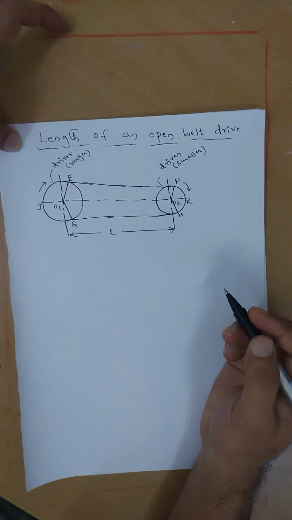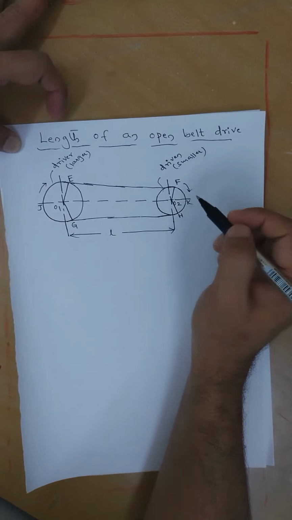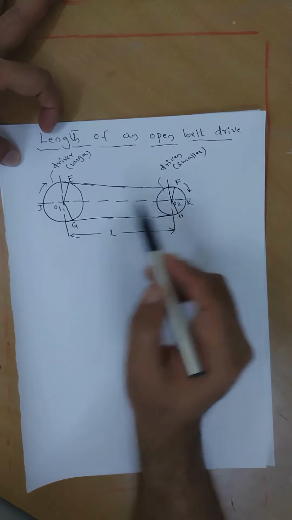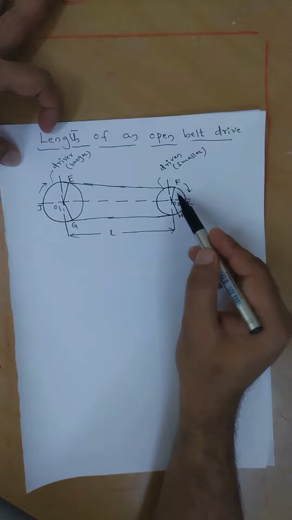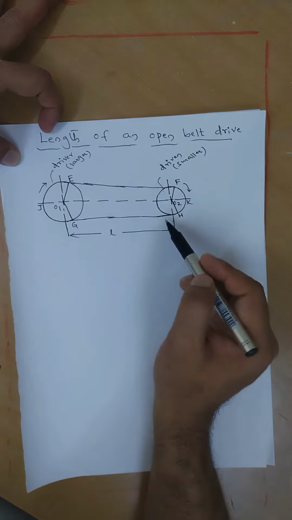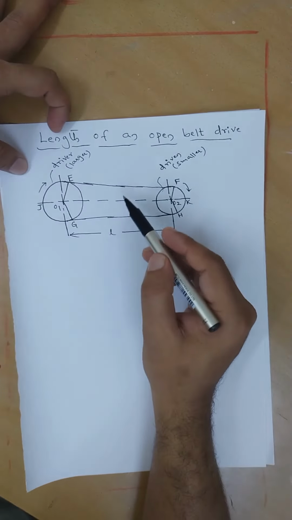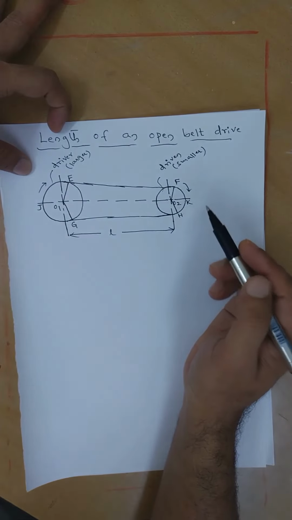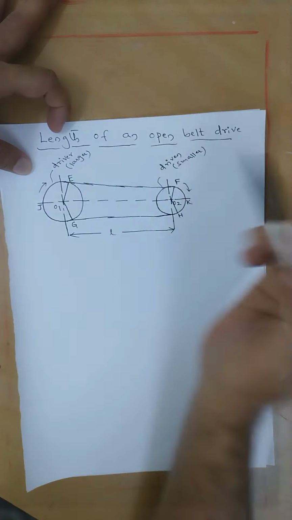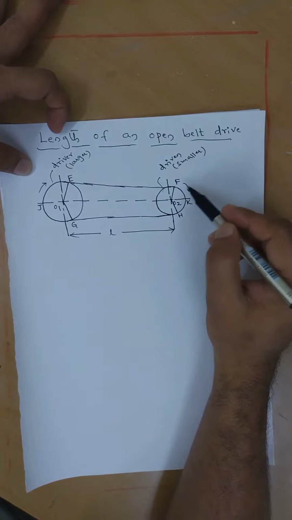In this video, we will derive an expression for the length of an open belt drive. In an open belt drive, two pulleys are connected with the help of a belt: the bigger pulley and the smaller pulley. We need to calculate the total length here. The bigger pulley is called the driver, and the smaller pulley is the driven.